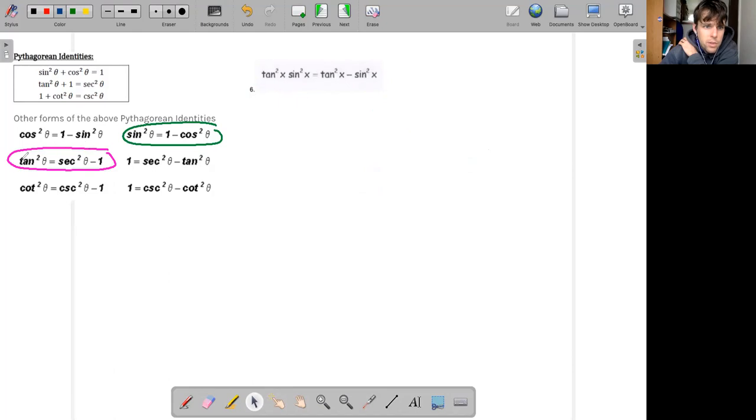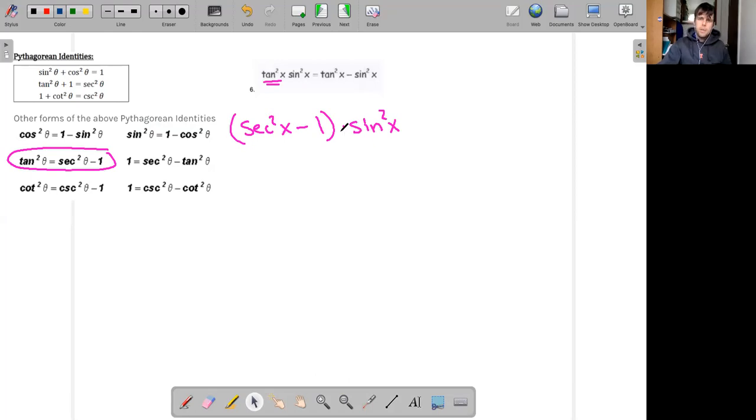So let's go ahead and make use of the first thing that I talked about. So replacing tangent squared with secant squared minus 1. Let's just see what happens with that. So that's going to be secant squared x minus 1 times sine squared x. In this case, I am going to go ahead and write this in terms of sine and cosine. So I'm going to replace that with 1 over cosine squared times sine squared.